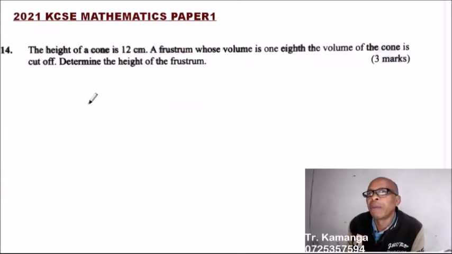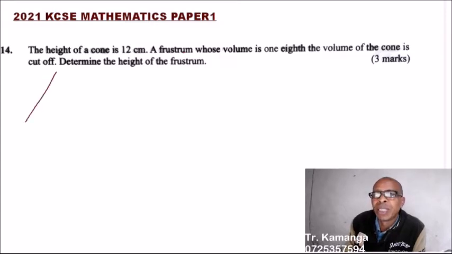Question number 14. The height of a cone is 12 centimeters. A frustrum whose volume is 7/8 the volume of the cone is cut off. Determine the height of the frustrum. In Form 2 you learned similarities and enlargement. Before we do the question, let me use a diagram to explain this.